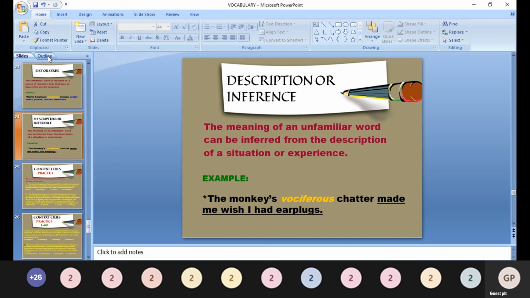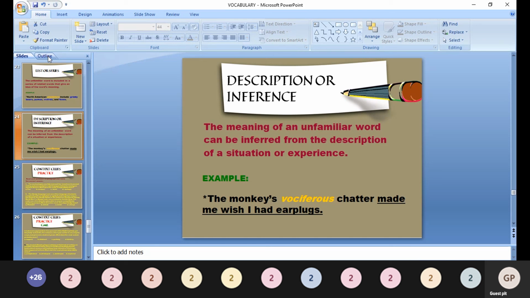Description or inference. The meaning of an unfamiliar word can be inferred from the description of a situation or experience. So it is described. Through description, you find out the meaning. Say, for example, the monkey's vociferous chatter made me wish I had earplugs. So you wanted to have earplugs on. Why is that? So vociferous chatter, what could that be?